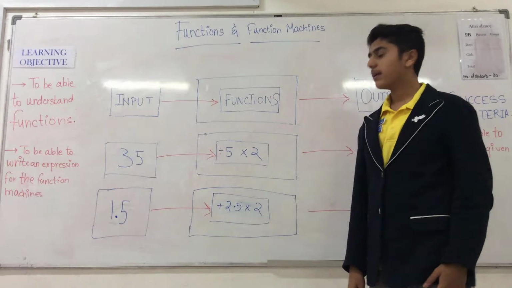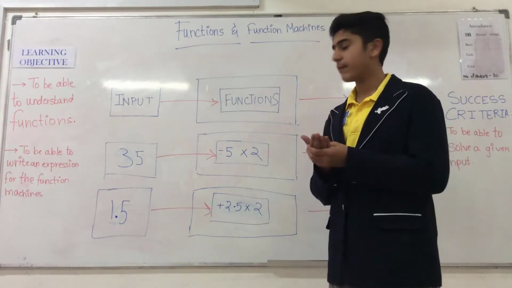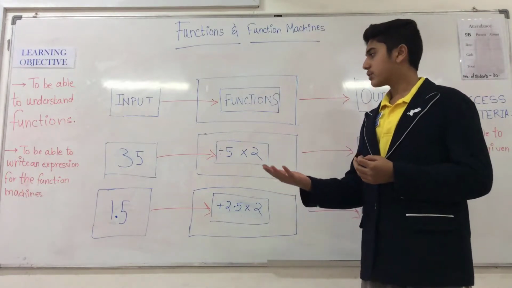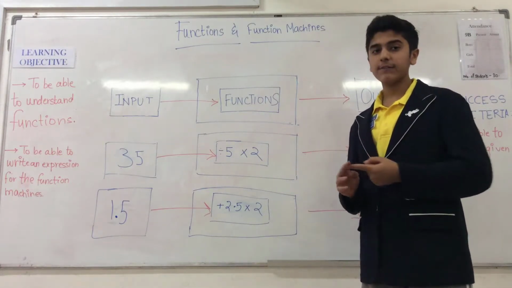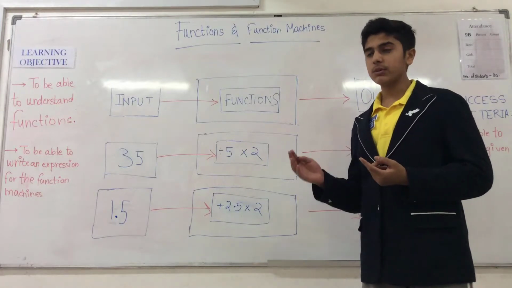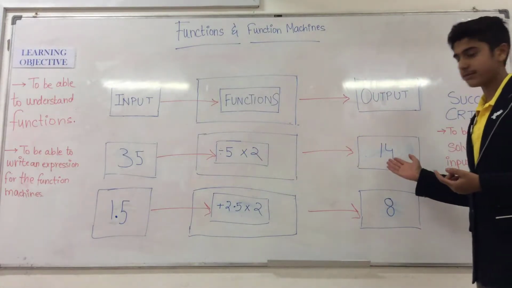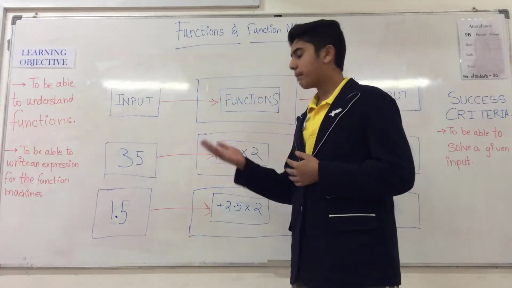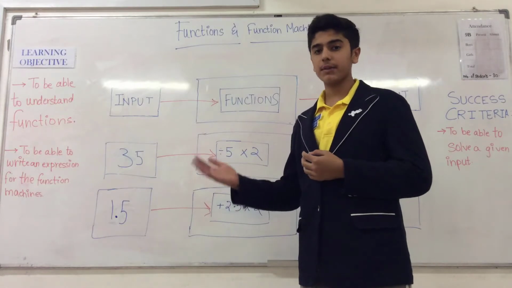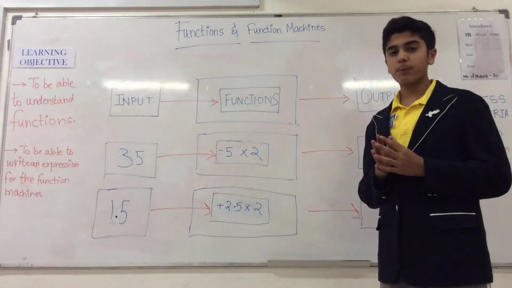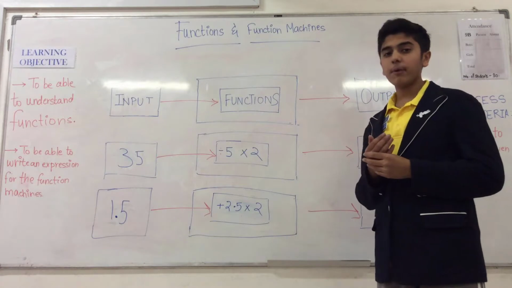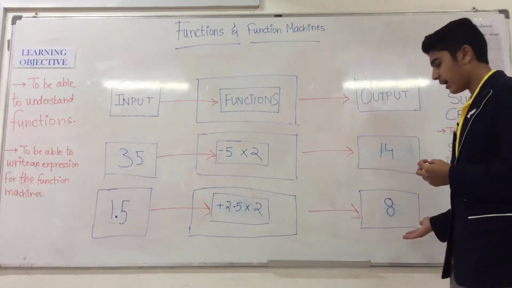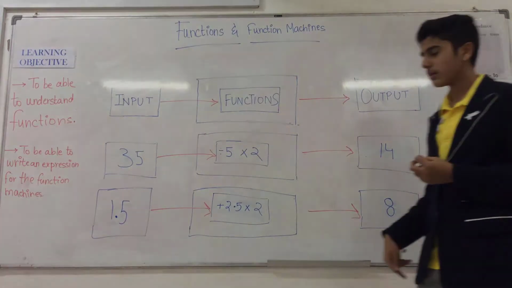Let's take another example. Now we have the input as a number 35, and the functions we have are divided by 5 and then multiplied by 2. So we'll do 35 divided by 5, that will be 7, and multiplied by 2, that will be 14, and that is our output over here. Another example involving decimals or even fractions would be 1.5. 1.5 is our input in this case. The functions are plus 2.5 and into 2. So 1.5 plus 2.5 is equal to 4. Into 2 would be 8. So that is our output right over here.